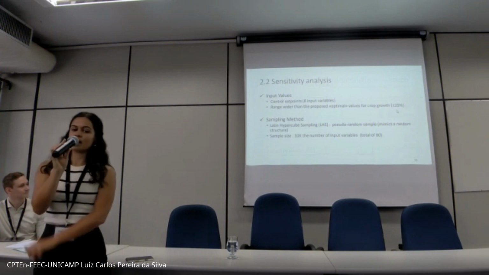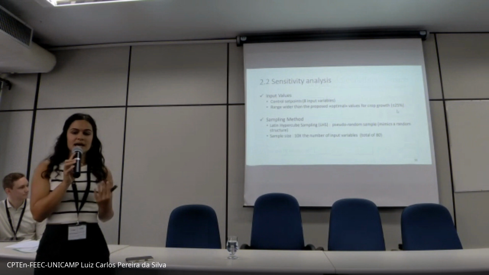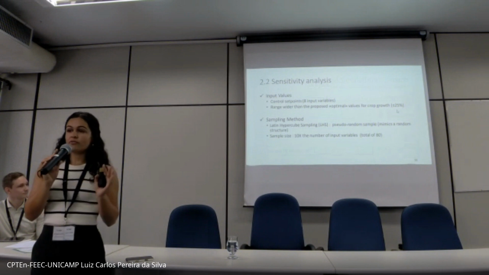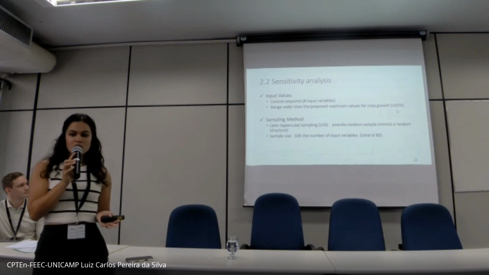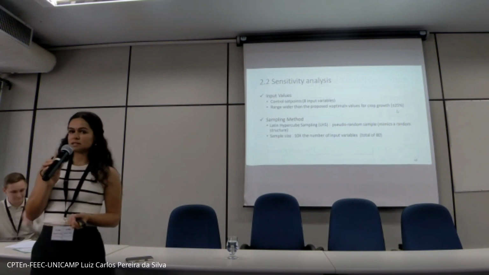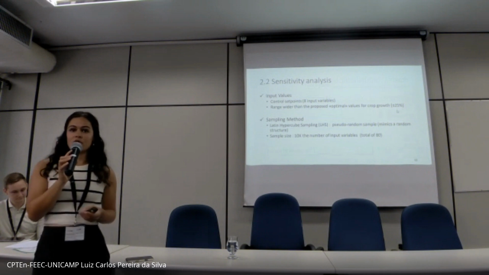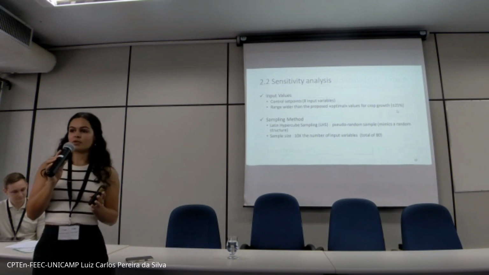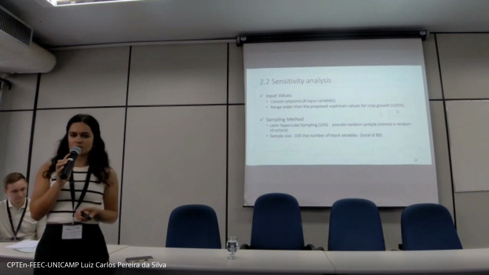For the input values, we chose 8 different control set points that we change with a range that is wider than the proposed optimal values for crop growth. So we wanted to see, yes, in the literature, it says the temperature needs to be, for example, around 18 and 25, but what if we go a bit further than that? What is the impact on the overall greenhouse?